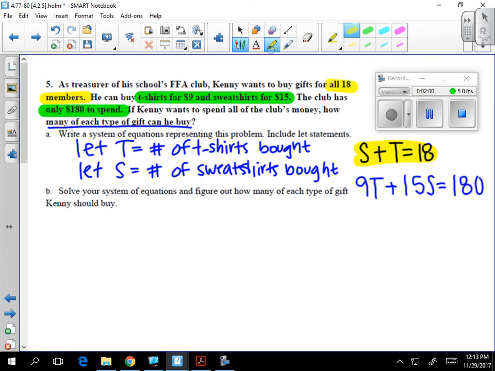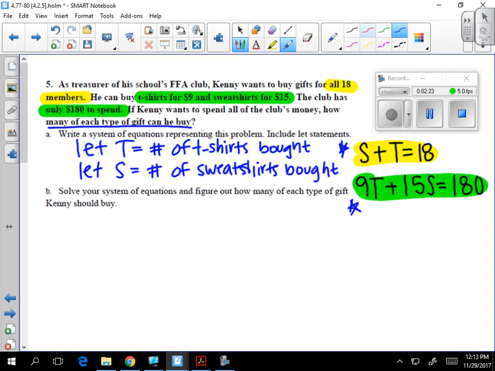Okay, so from our work in class, you guys should have noticed that we usually have an equation about relationships or quantity, and we usually have a relationship about money or cost, and we always have two equations. So I want you guys to think about that when you're looking at new types of word problems.